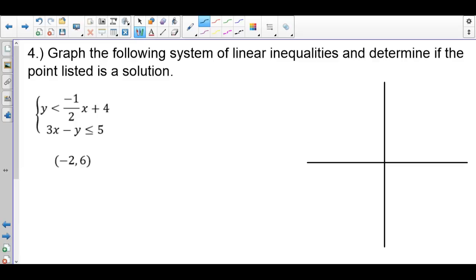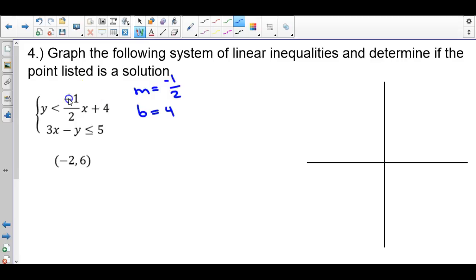So what I'm going to do is look at this system, which one of these is written in slope-intercept form, one of them is written in standard form. So we'll graph this, and then we'll algebraically and graphically be able to identify if this coordinate is actually a solution. So what I'm going to do is take a look at this first inequality, and I'll do all of that work in blue. My slope of that is negative 1 over 2. My y-intercept is positive 4.